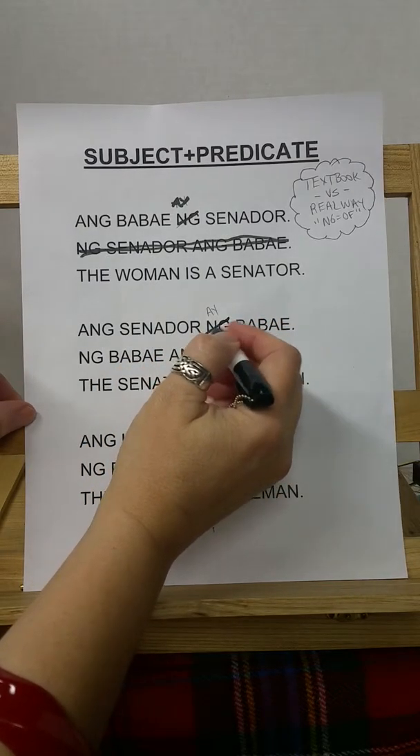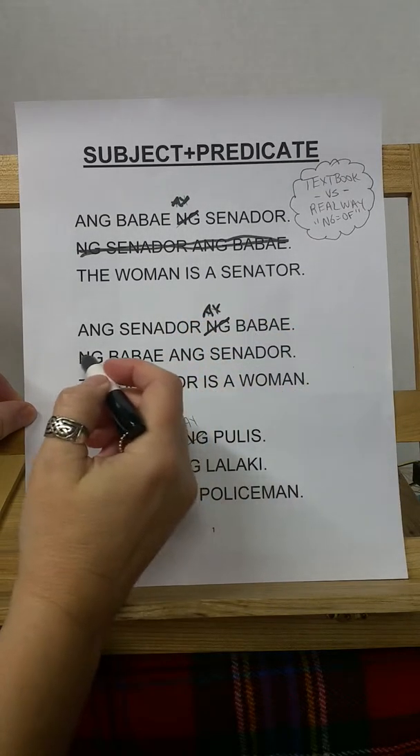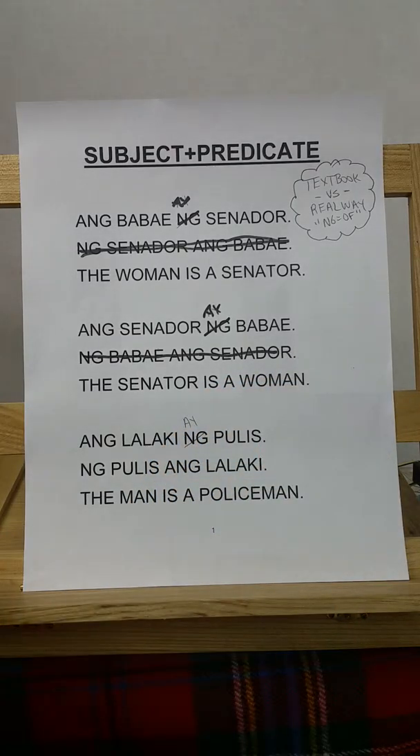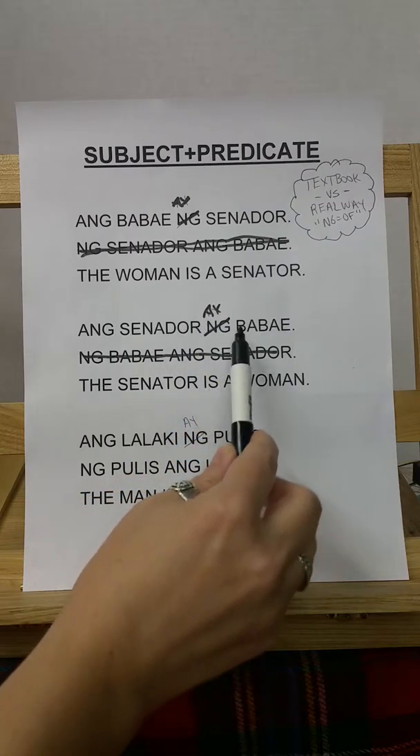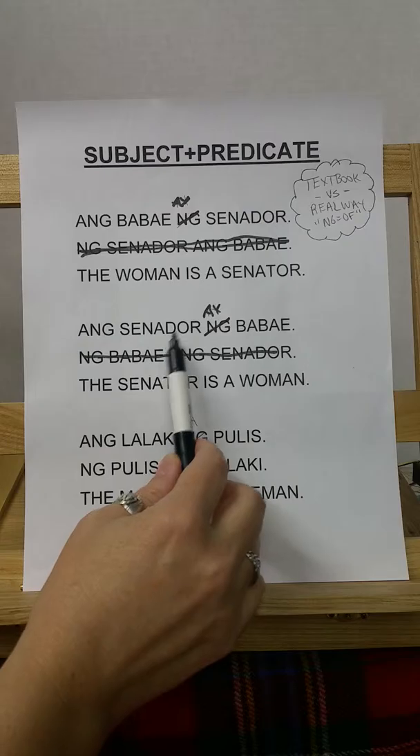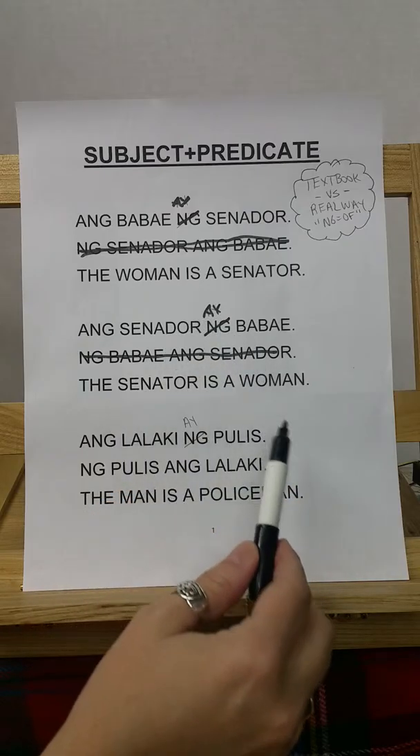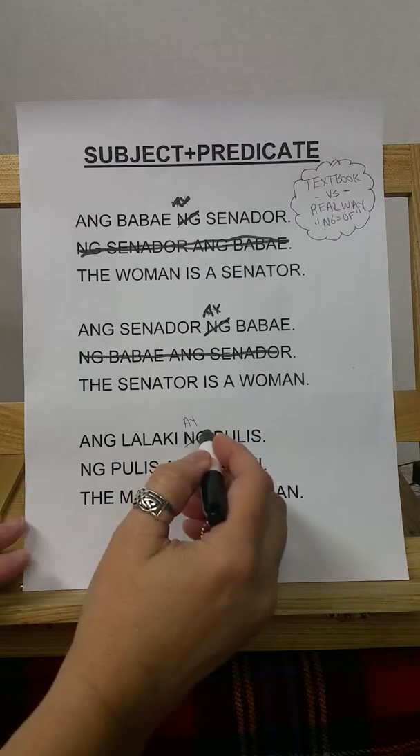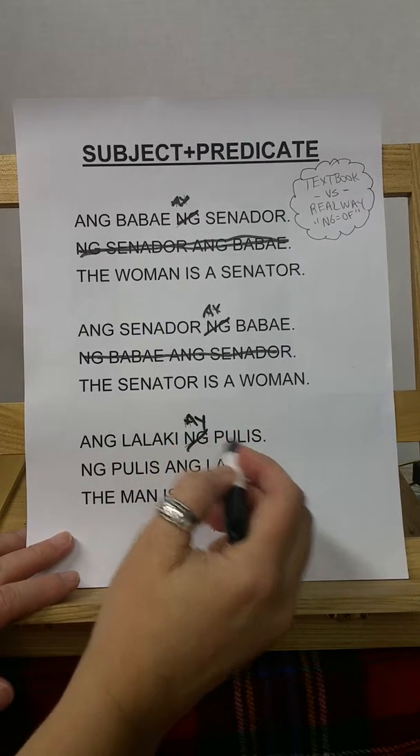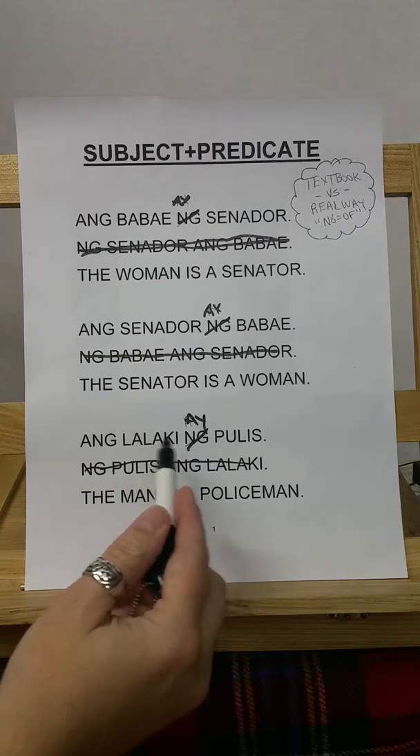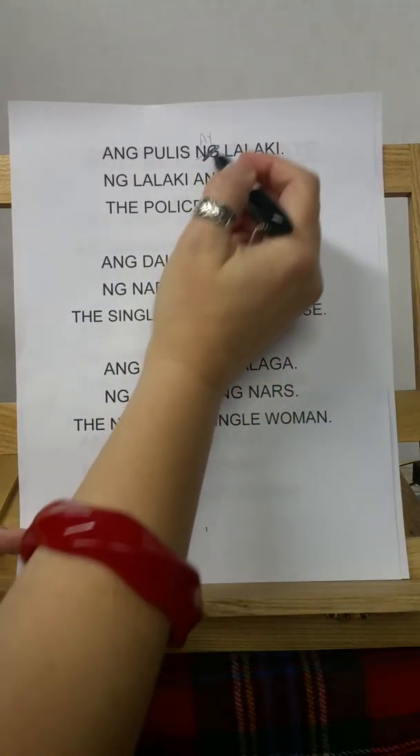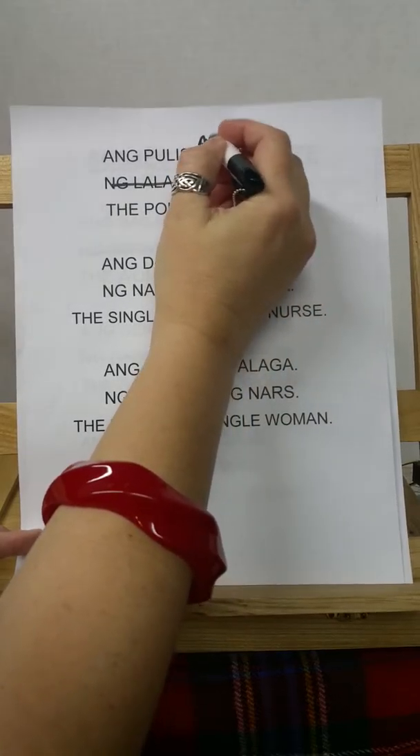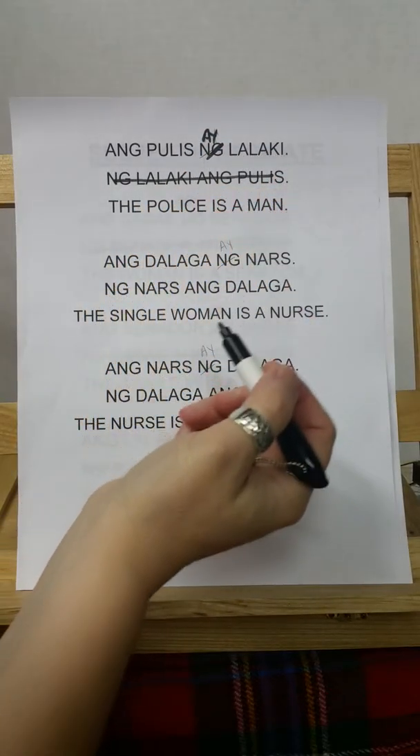Ang senador, ay, babae. The senator is a woman. So, ang senador would be the subject. Ay is. Babae, woman. Ang senador, ay, babae. The senator is a woman. Ang lalaki, ay, police. The man is a police or a policeman. Ang police, ay, lalaki. The policeman is a man.